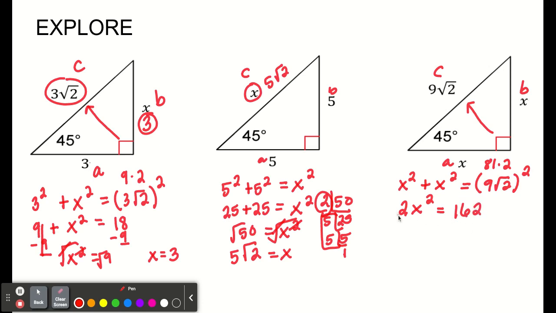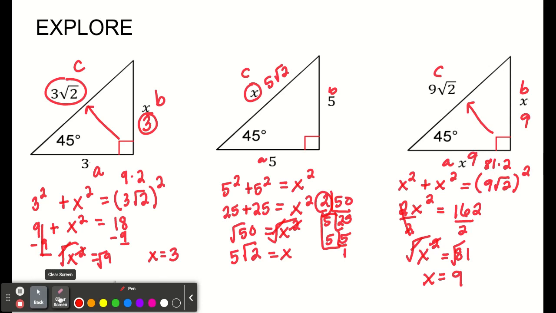162. We then divide both sides by 2, giving us x squared is equal to 81. Square root both sides, and we get x is equal to the square root of 81, which is 9. So here we have found that x equals 9, so both x's will equal 9 because they're the same length.